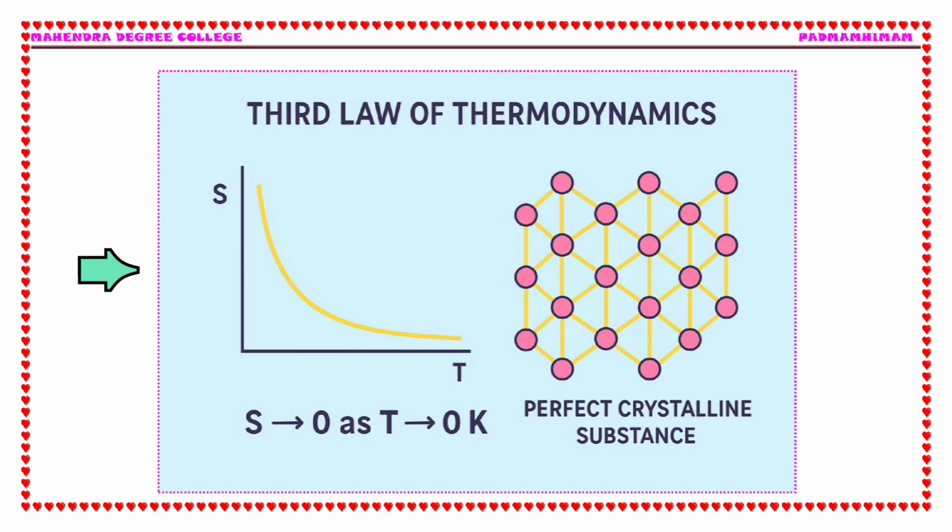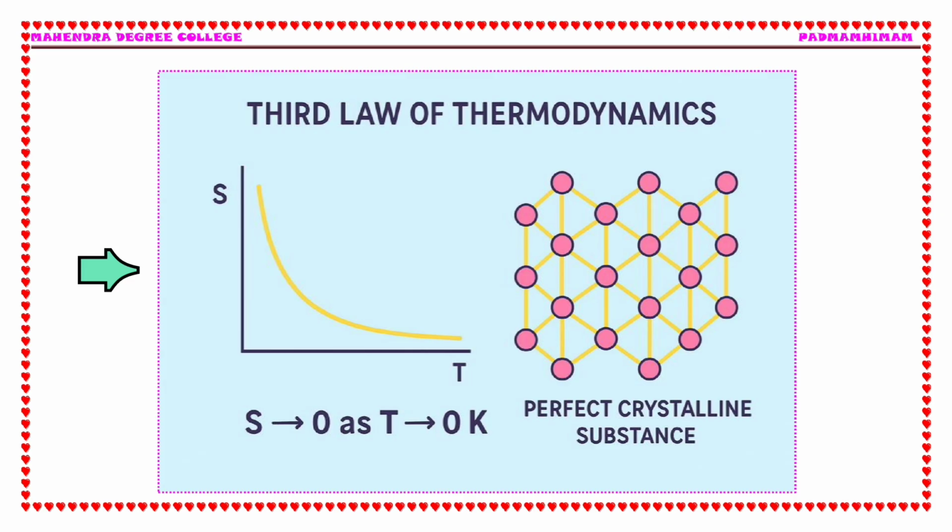Perfect crystalline substance: the image depicts a perfect crystalline lattice structure, which is crucial for understanding the third law. A perfect crystal at absolute zero would have a highly ordered, unique ground state, meaning there is only one way to arrange its components, leading to zero entropy.